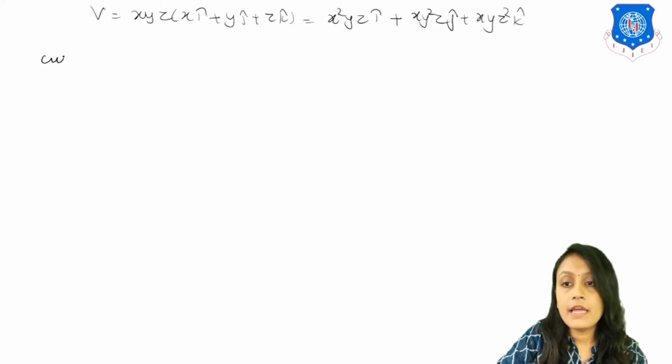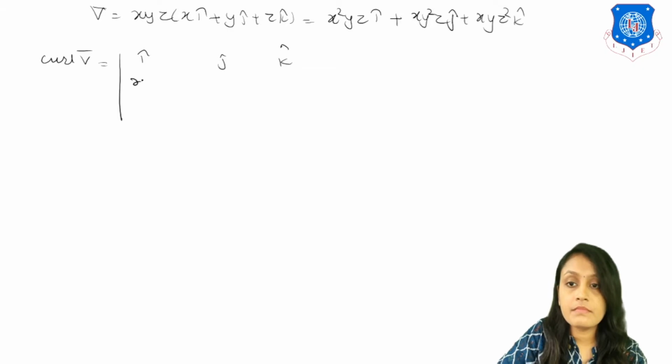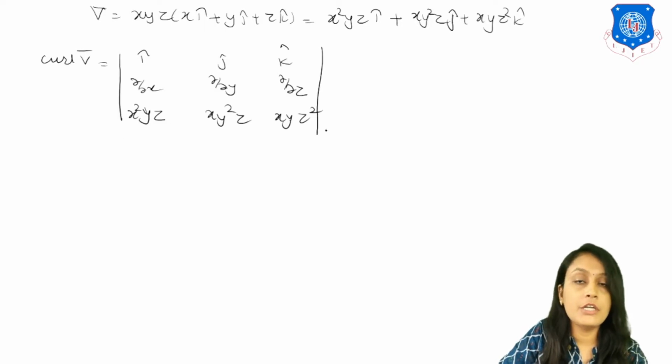Okay, and we have to find curl of V. So this is determinant i, j, k; del by del x, del by del y, del by del z. And here we have V1, V2 and V3. So your V1 is what? x square yz. V2 is what? xy square z. And V3 is what? xyz square. We have to substitute like this. Now just simplify this.